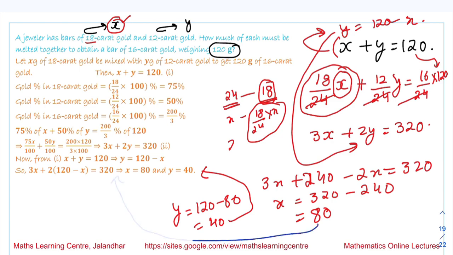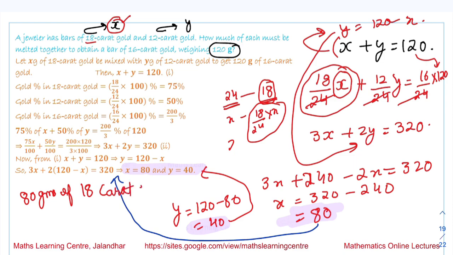The value of x is 80, and the value of y is 40. So we require 80 grams of 18 karat gold, and we require 40 grams of 12 karat gold. This is required.